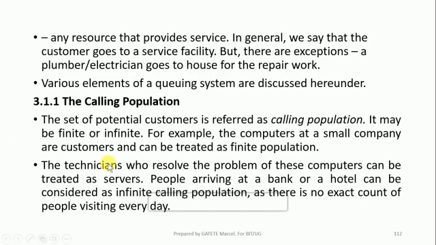Or the technicians who would solve the problems of these computers. If you have small computers, they need service. So the technicians who will solve the problems of these computers will be called servers. This is an example.